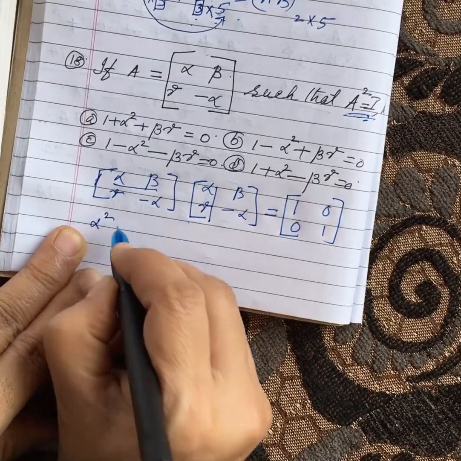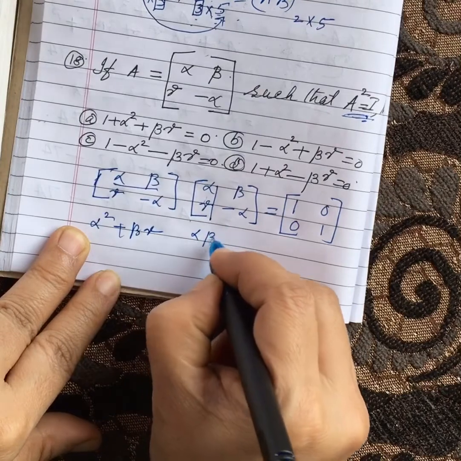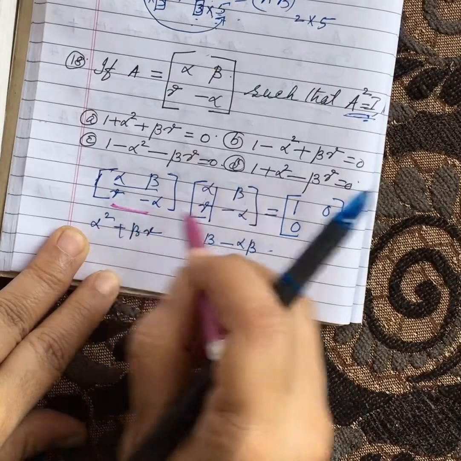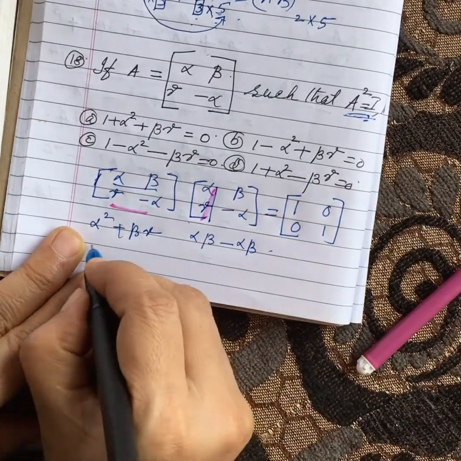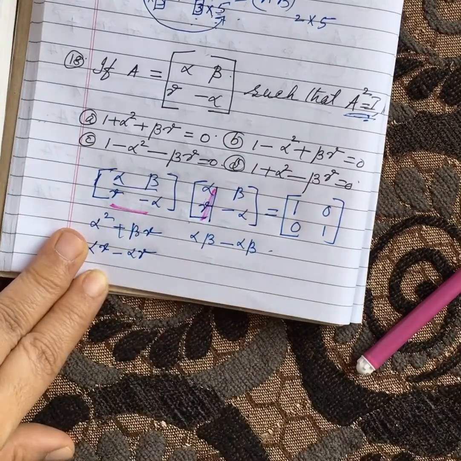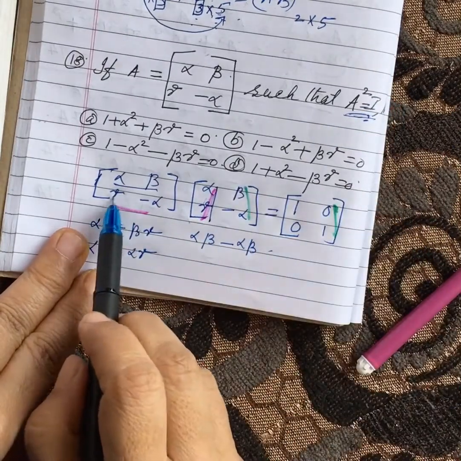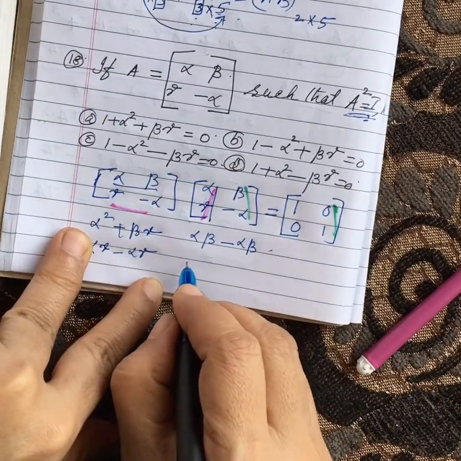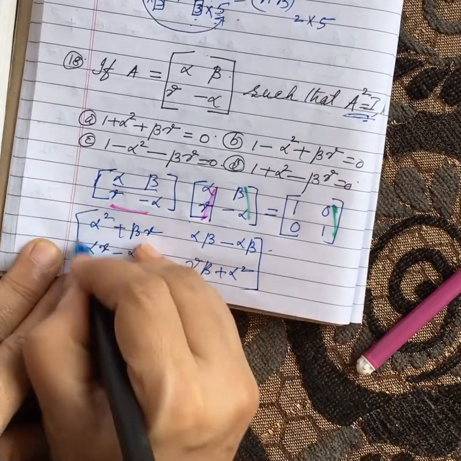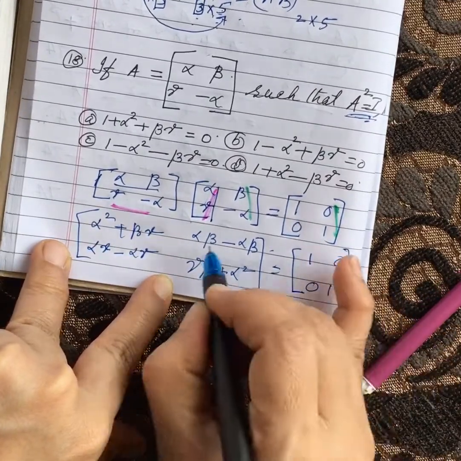So we'll get alpha square plus beta gamma. Then first row with second column: alpha beta minus alpha beta. Then second row with first column: we'll get alpha gamma minus alpha gamma. Then second row with second column, so we'll get gamma beta plus alpha square, and this is equal to 1 0 0 1. This is 0, this is 0.